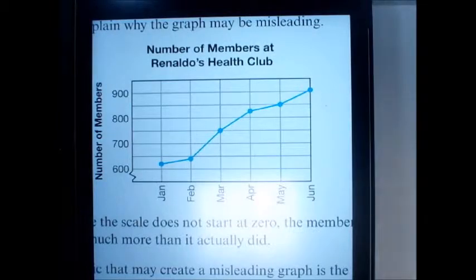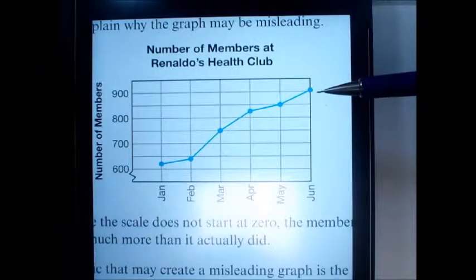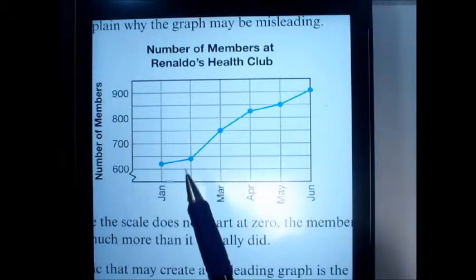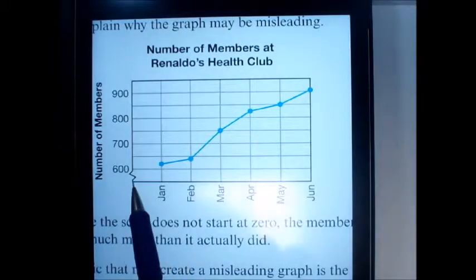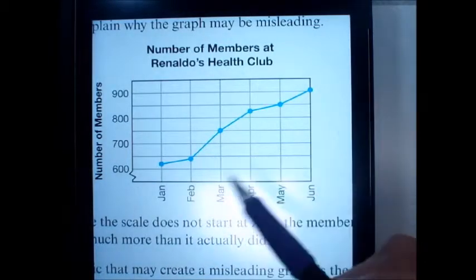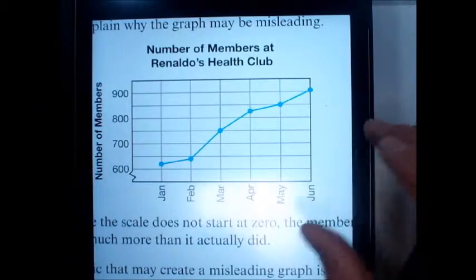So when we're looking at this set of data, he's only going from January to June after he's already been open for a while. So it's obviously not going to start down there at 0. So notice that this doesn't trail down to the origin at all. It starts right up here at 600 and some change. Okay, so this might be misleading because it does not start at 0.